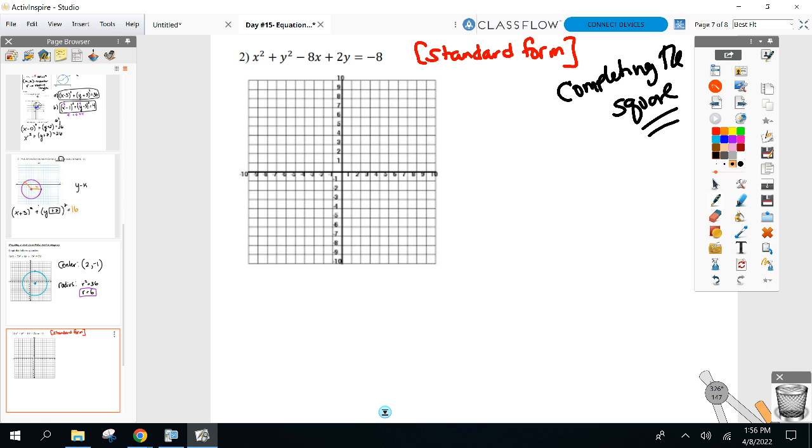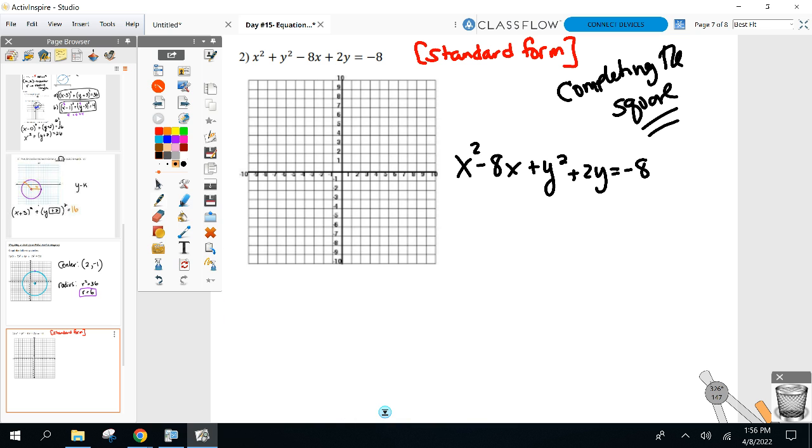First step, make sure the single number's on the other side. Do I have that? Single number. Next thing, group the x's and the y's together. Rewrite your equation so the x's are together and the y's. So I'm going to do x squared minus 8x plus y squared plus 2y equals negative 8. Make sure they are grouped together, please.